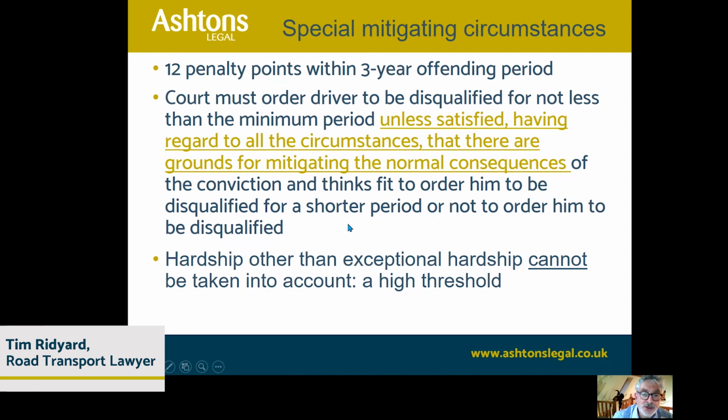Now, normally drivers argue that they shouldn't have points on the licence, they shouldn't be disqualified because they would suffer extreme hardship. They're perhaps the sole breadwinner in the family, they would lose their job, they've got dependent relatives, they've got children who are ill or whatever. And the law here is that you cannot argue hardship unless you are arguing that it's more than ordinary hardship. It's got to be exceptional hardship. And it's quite a high threshold to reach.